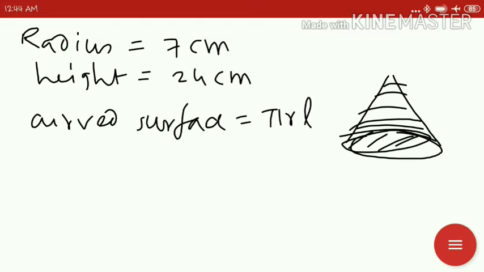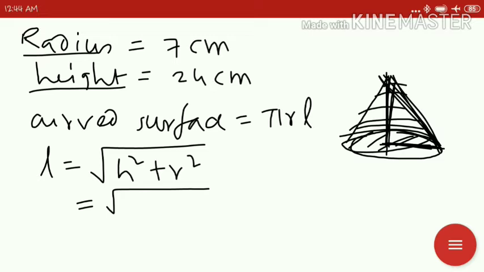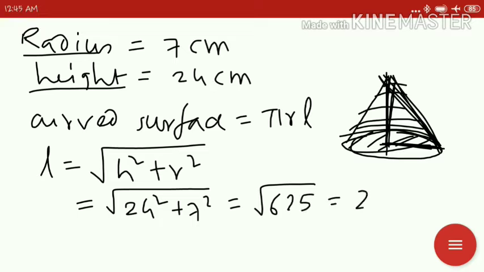but here R and H are given. That means the radius and the height are given. We need to find out the slant height. Again we'll go for the Pythagoras theorem, that hypotenuse, that L equals root over of H square plus R square. So if we put the values, H means 24 square, R means 7 square. If we calculate, it will give 625, which is the square root of 25. So we have got L as 25.